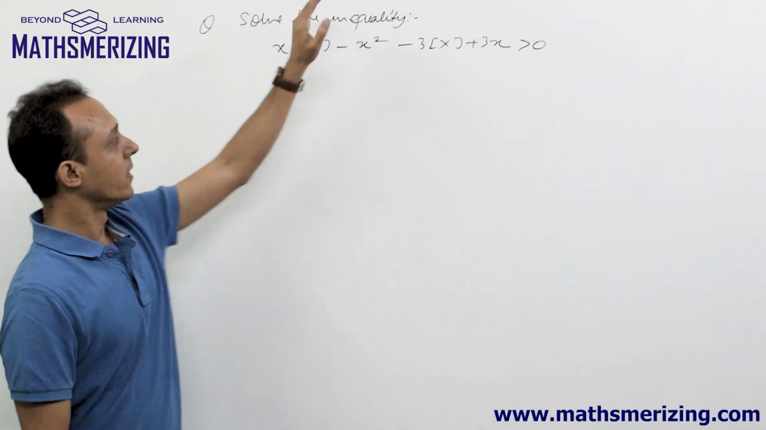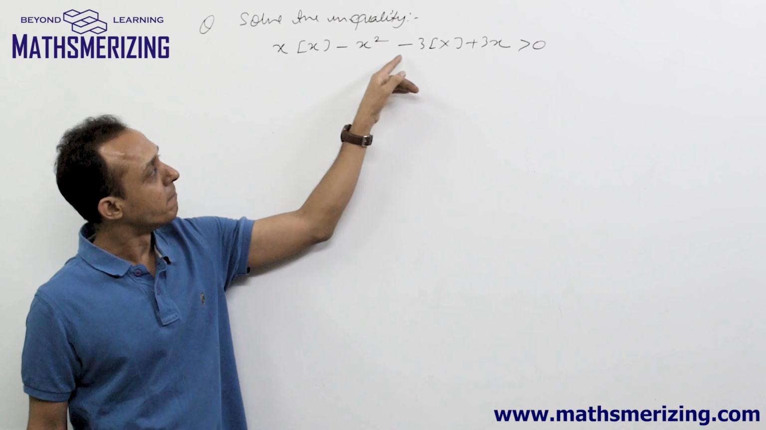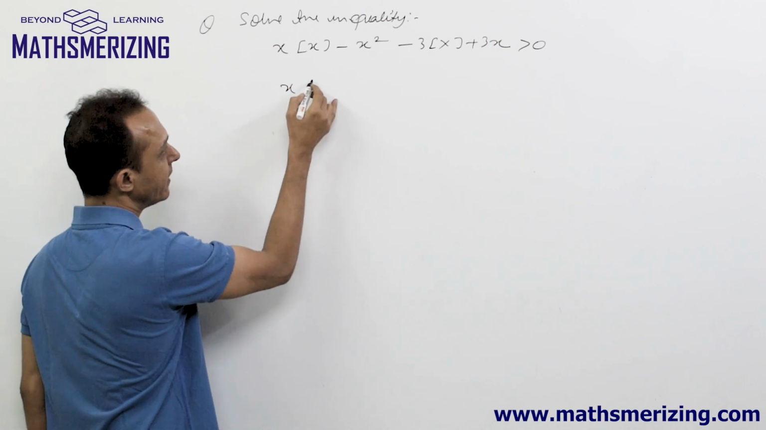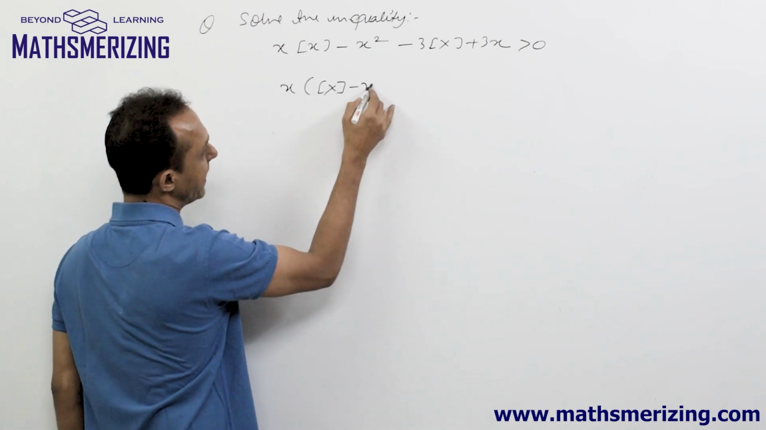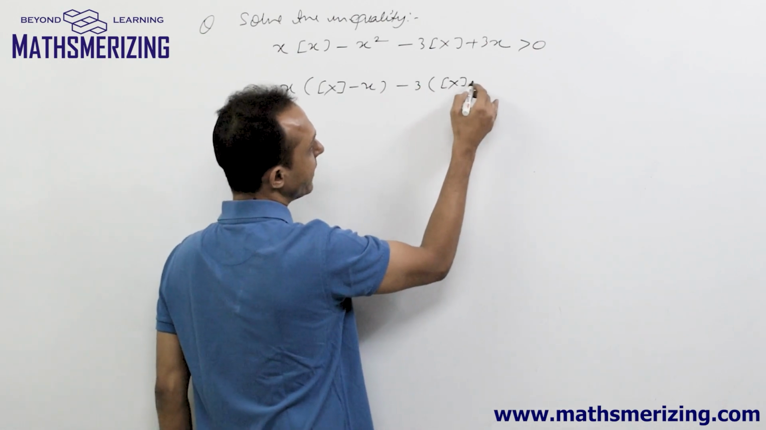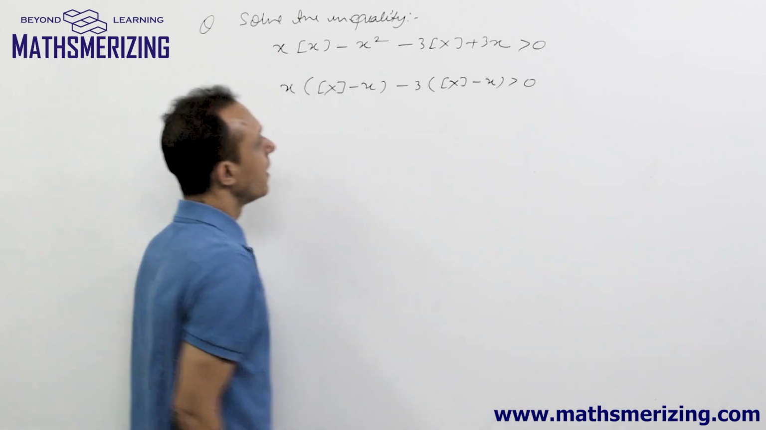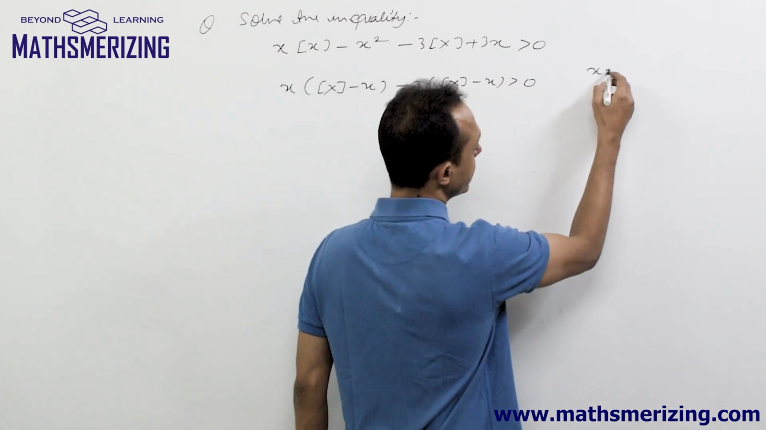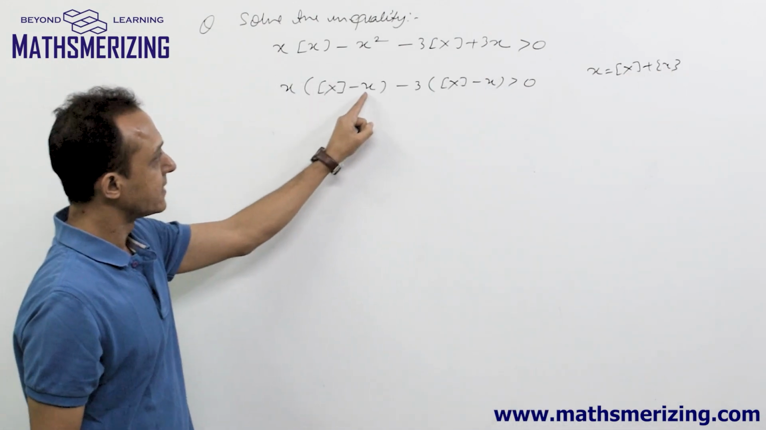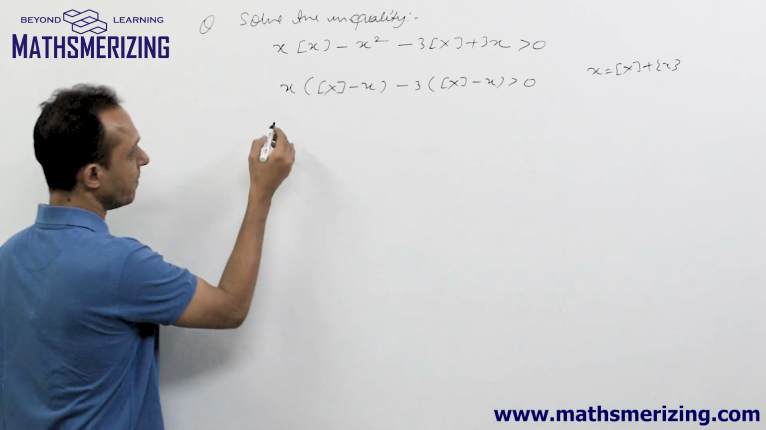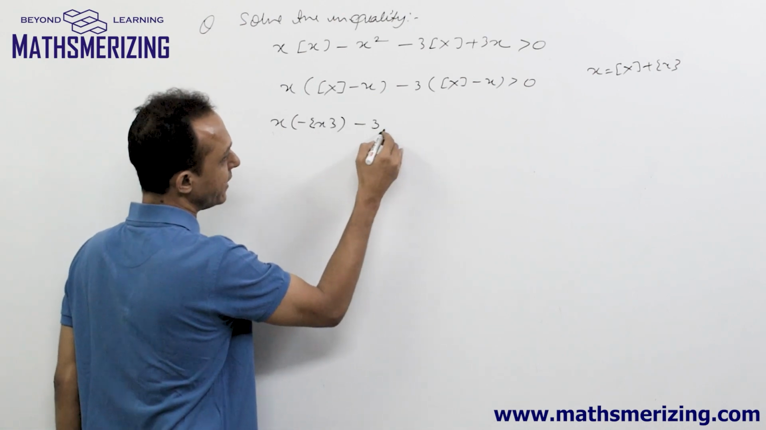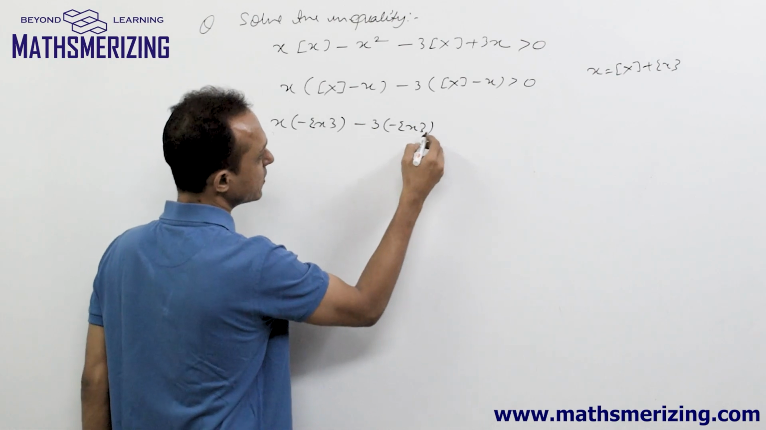So now the question is: solve the inequality x into greatest integer function of x minus x square minus 3 greatest integer function of x plus 3x is greater than 0. So what I'll do is I'll take x common. If I take x common, I can write greatest integer function of x minus x, and here I'll take minus 3 common. So I can write greatest integer function of x minus x is greater than 0. Now what I know is x is greatest integer function of x plus fractional part of x. So greatest integer function of x minus x is nothing but minus fractional part of x. So it'll be x into minus fractional part of x and then minus 3 into minus fractional part of x, and it should be greater than 0.